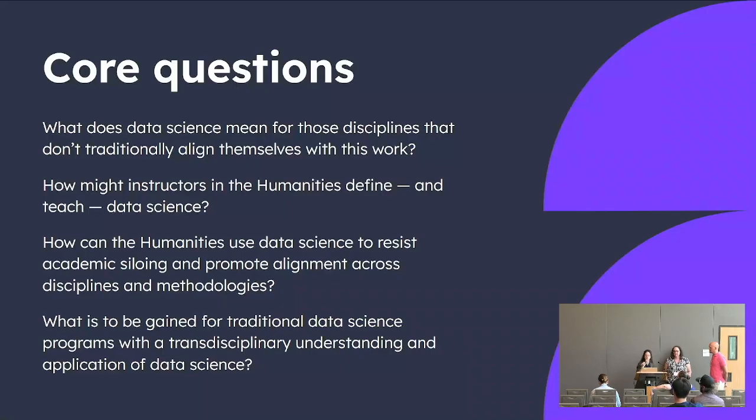How can the humanities use data science to resist academic siloing and promote alignment across the disciplines and methodologies corresponding to those disciplines? And then what is to be gained for traditional data science programs with a transdisciplinary understanding and application of data science?